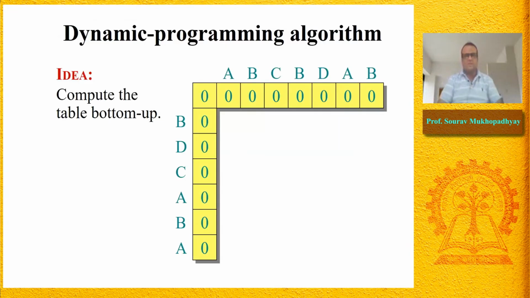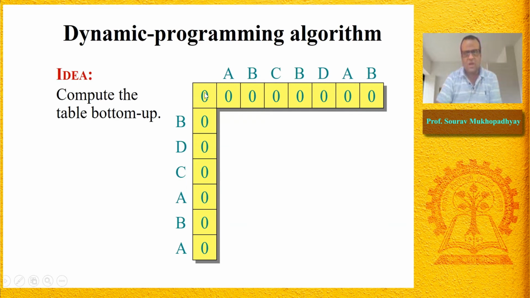Basically we have two sequences x and y. If you remember, sequence x is a b c b d a b, and y is b d c a b a. So this is the x sequence, this is the y sequence. We are going to find the longest common subsequence between these two. First of all, we want to get the length of the longest common subsequence. Now these are the Cij values, so we want to put the Cij values over here.